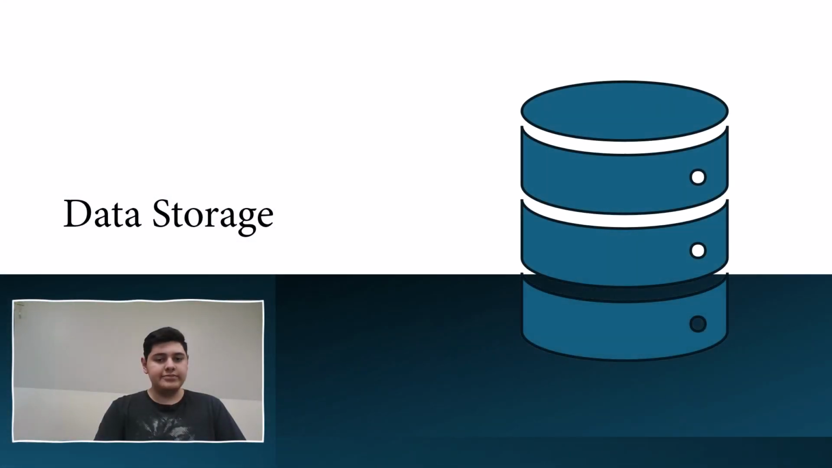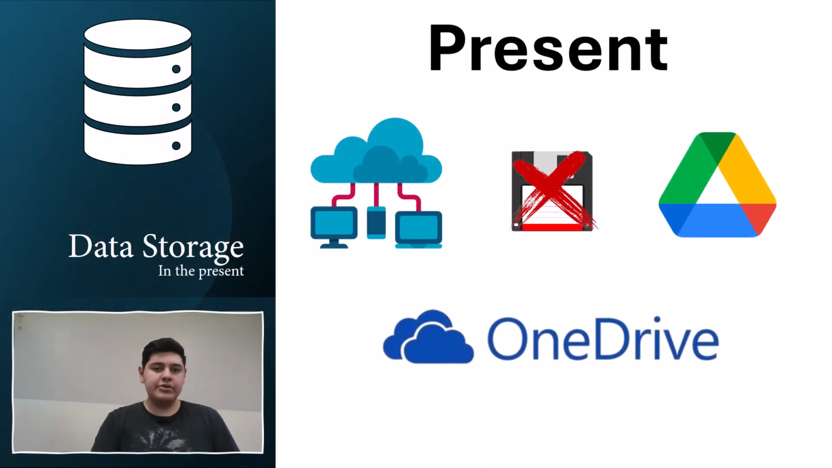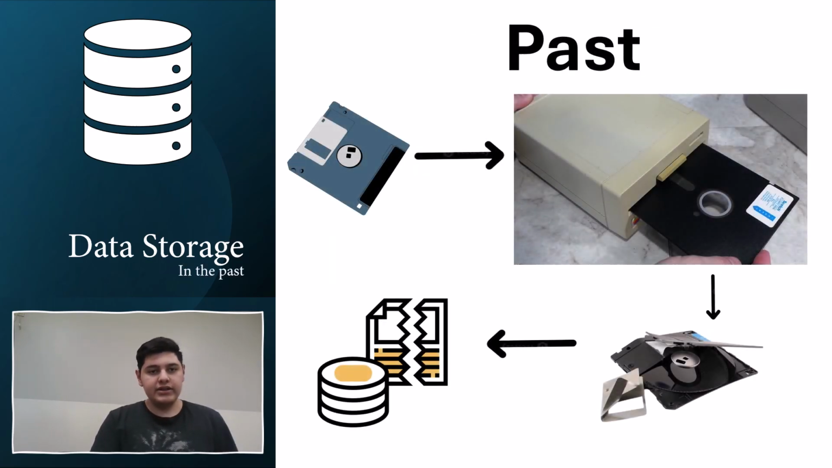Data storage. Now data storage uses cloud storage like Google Drive or OneDrive. Save files online and access them from any device. It is faster and doesn't use a physical disk. In the past, floppy disks, CDs, and USBs were used to save files and plug them into computers. If they were damaged, the data was lost or corrupted.